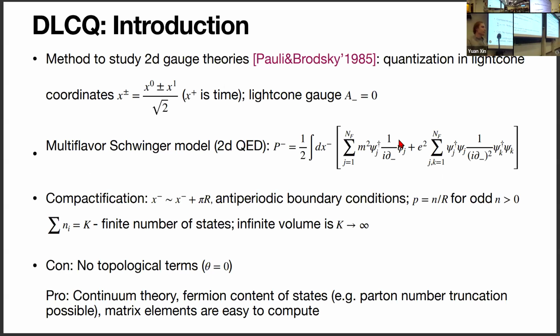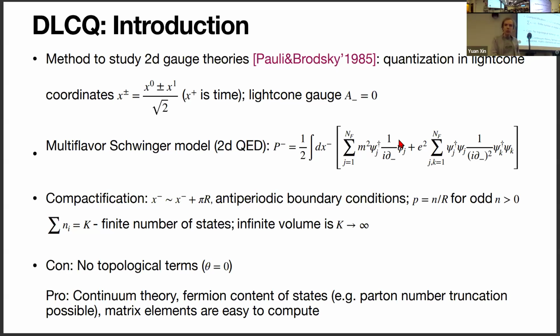The discretized lightcone quantization, or DLCQ, is a method introduced in the 80s to study 2D gauge theories. The idea is to quantize the theory in lightcone coordinates, using x plus as the time variable, and impose the lightcone gauge. Then we can integrate out the gauge field and one of the fermion components. For example, for the multi-flavor Schwinger model with equal masses, we get the following Hamiltonian. So we have one-component fermion fields psi_i with non-local interaction.